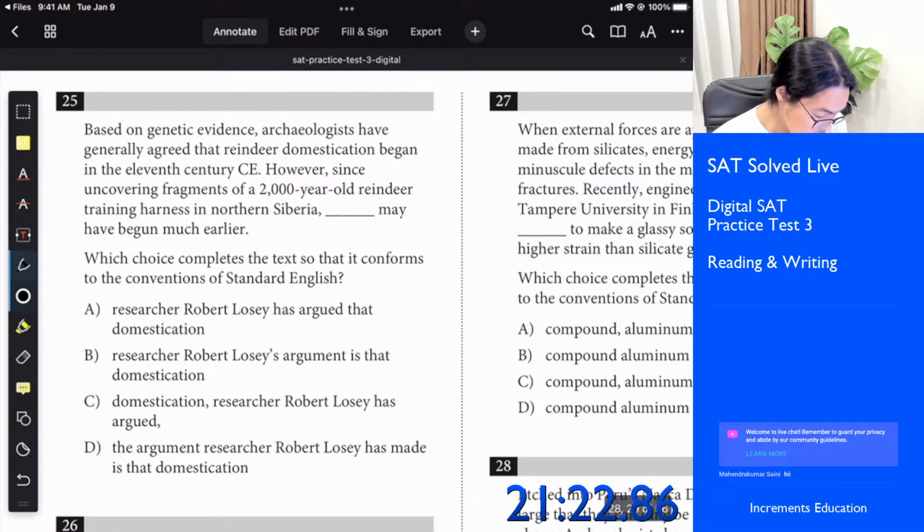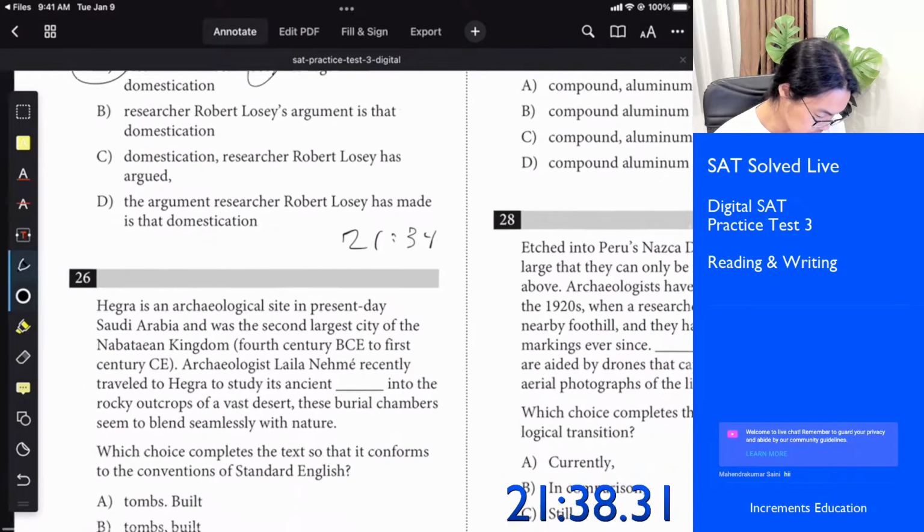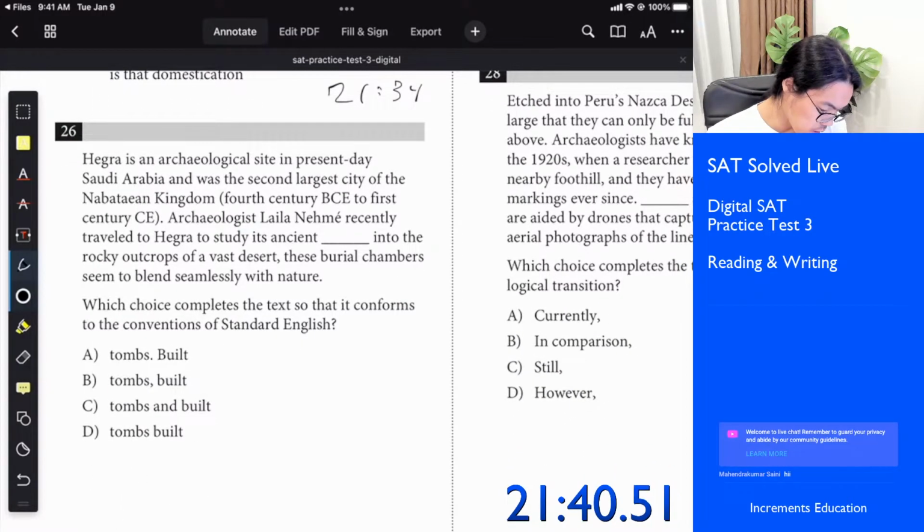Based on genetic evidence, archaeologists have generally agreed that reindeer domestication began. However, since uncovering the fragments, some dude. 2134. Because of dangling modifiers, Hegra is an archaeological site and was the second largest city. Recently traveled to study ancient tombs built into these. So that's a period. 2152.